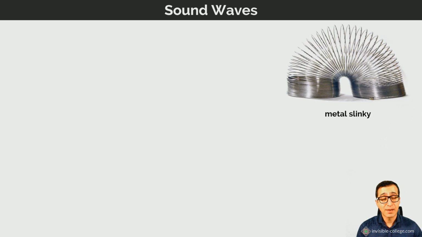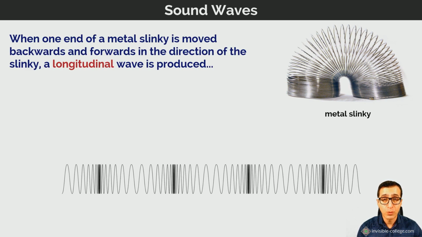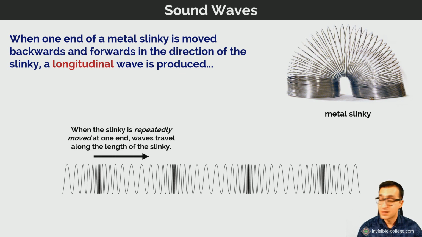So often you will see these demonstrated or at least modelled in the science laboratory by means of a slinky, and you can also model longitudinal as well as transverse waves with a metal slinky. When we take one end of a metal slinky and move it rapidly backwards and forwards along the length of the slinky, we produce a longitudinal wave. When you move it forwards, the coils of the slinky will bunch together, will compress like this, and when you move it backwards, the coils of the slinky will move further apart like this.